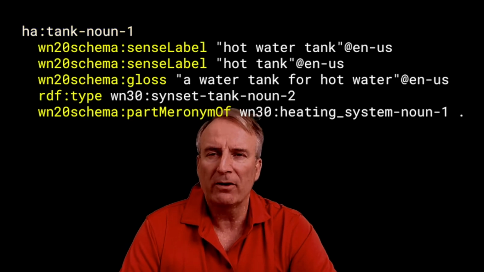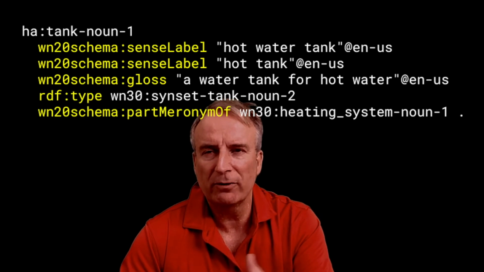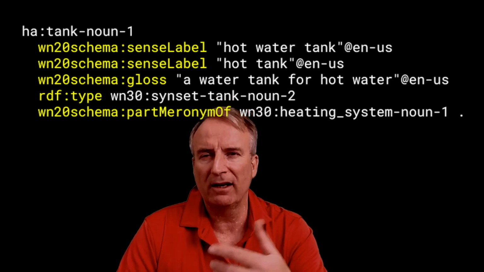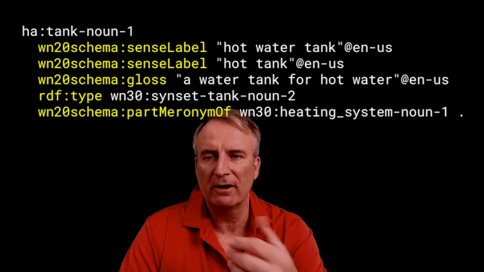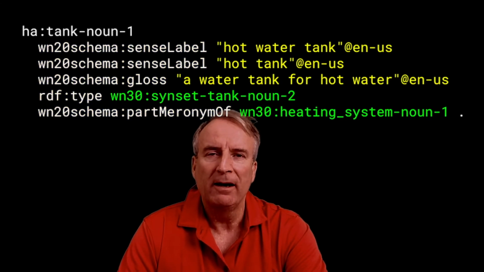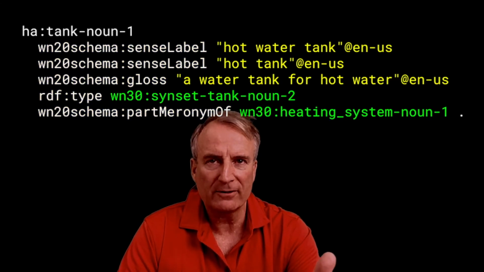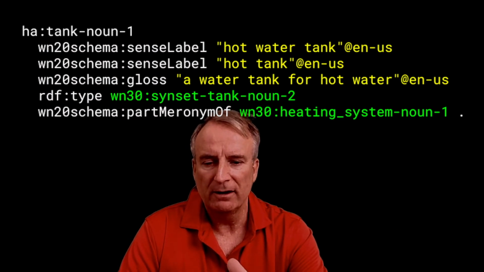We can create a bunch of relationships or predicates referring to that tank, and we can say that it has some labels, it's got a glossary entry, it's got a type, and it's got a part meronym of, come to that. The first three are all constants, and so it's got two names and it's got a glossary entry. The next two are other entities.